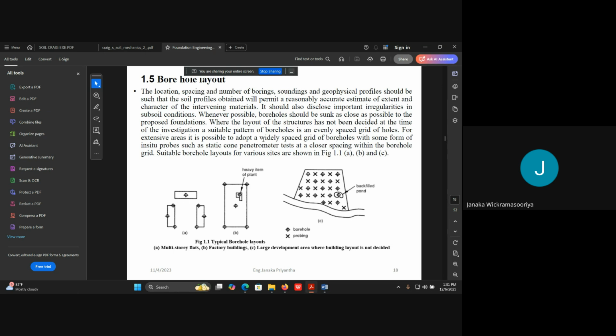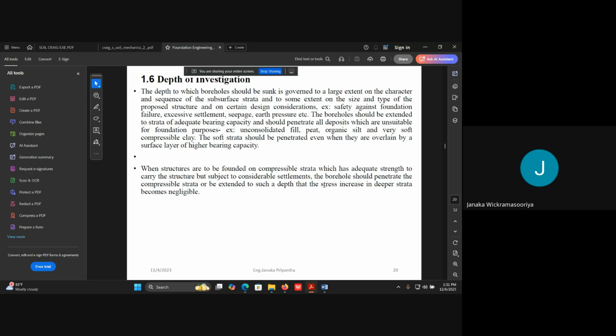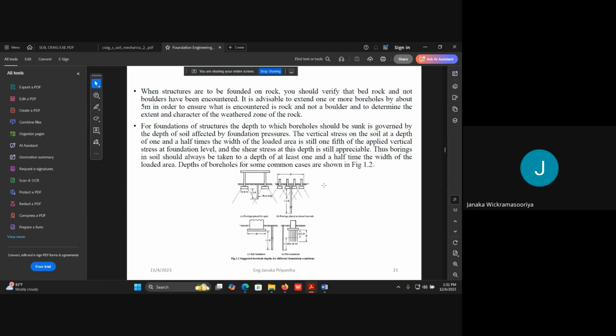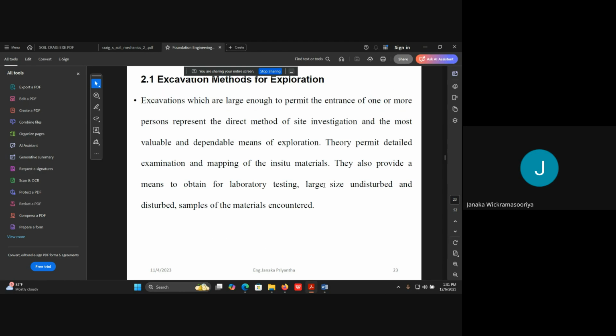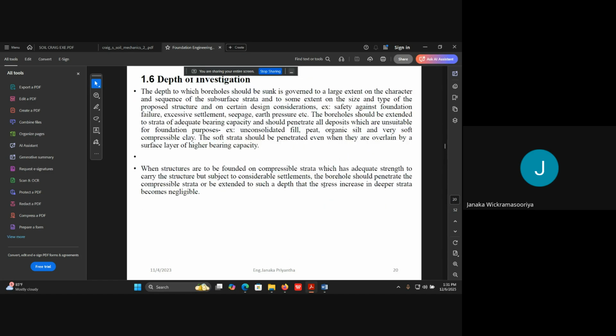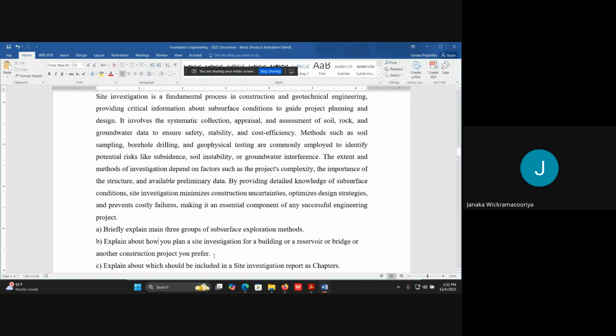These are the borehole layout if it is for a building, the large development area measurement, and the depth of investigation. So likewise you will have to explain. That is why I gave this kind of question for your assignment, and the submission deadline is the 15th, so you have to submit it before that.